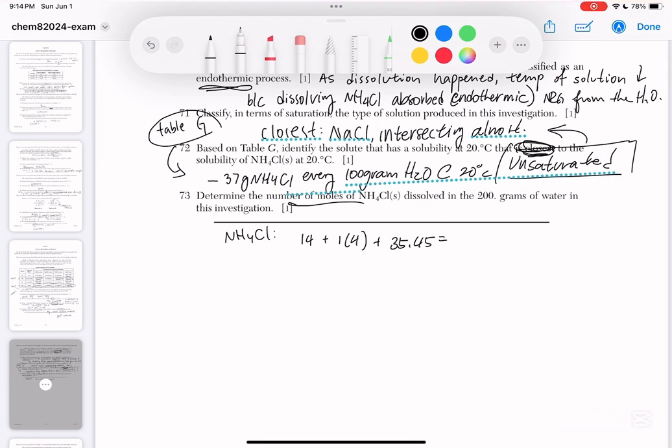So this is about 53.45. Okay, so they gave 46 grams to start with, and this is a gram formula mass. So you would get 0.8606 moles of ammonium chloride that's dissolved in the solution.